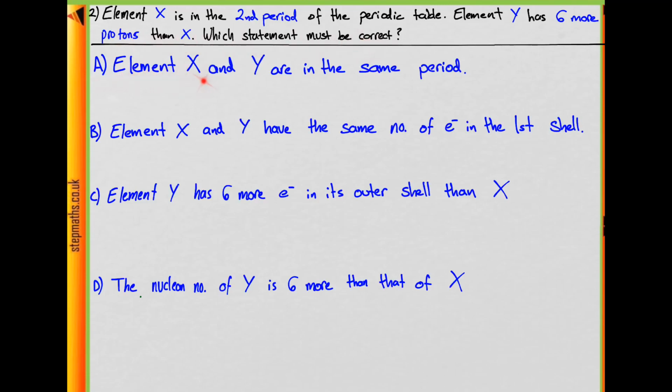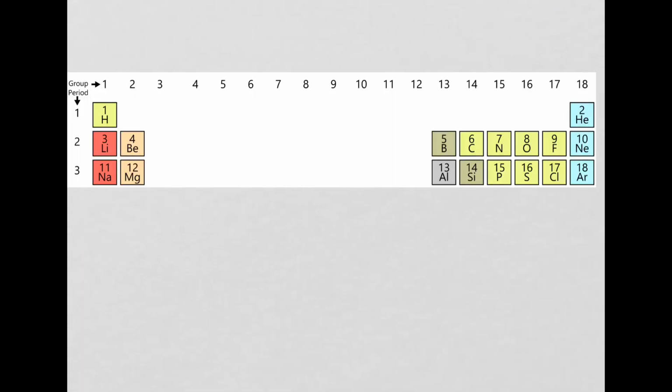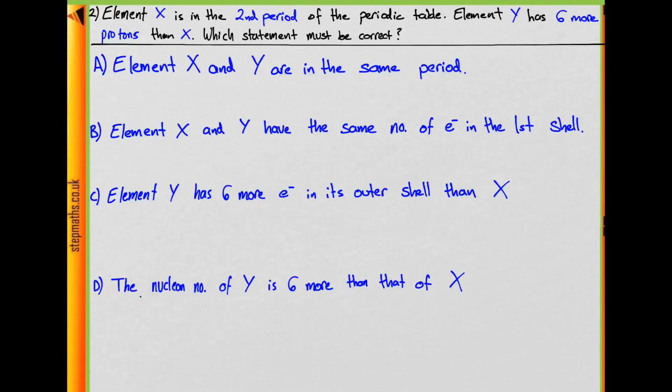Statement A. Element X and Y are in the same period. So if we look at our periodic table, say we take X to be an element like carbon, so Y would have 6 more protons, and that would make it magnesium. So we can see that carbon's in period 2, whilst magnesium's in period 3, i.e. they're not in the same period. They'll only be in the same period if, say, X was either lithium or beryllium, which will make Y fluorine or neon. So our statement A is false, or not always correct.